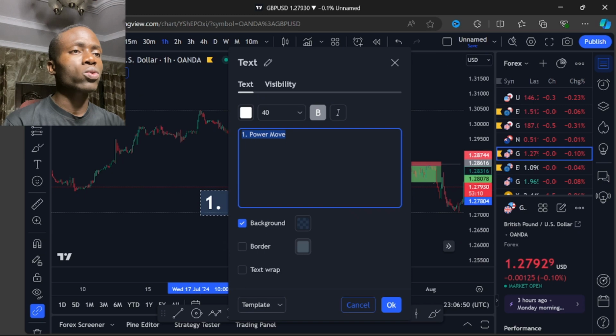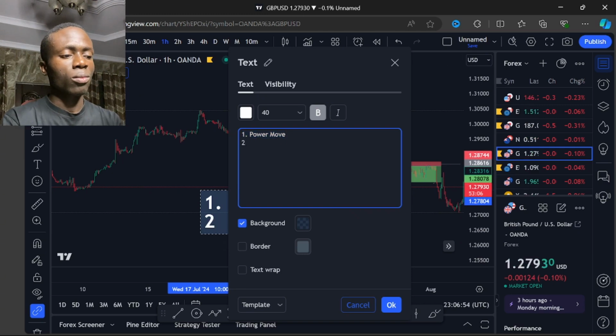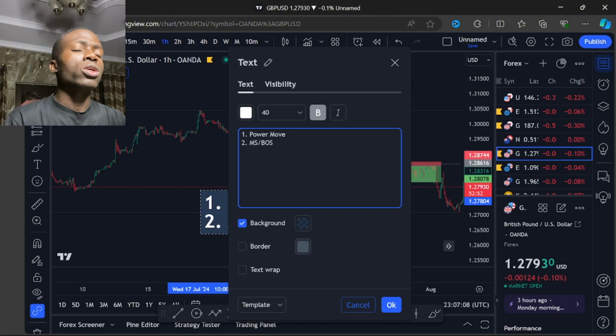Now rule number two is simple. Rule number two is simply change of character or BOS. Let me use the term I normally use in my videos, which is MS. So rule number two when identifying supply and demand is to make sure that the point where you are identifying your supply and demand actually leads to either a break of structure or a market shift.